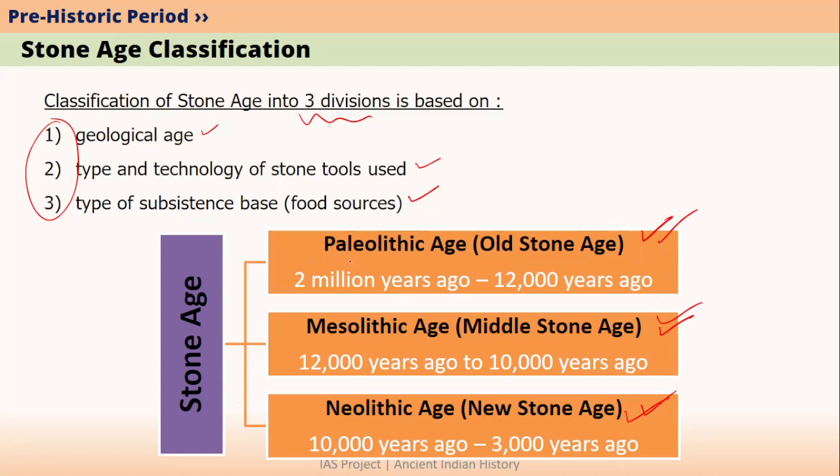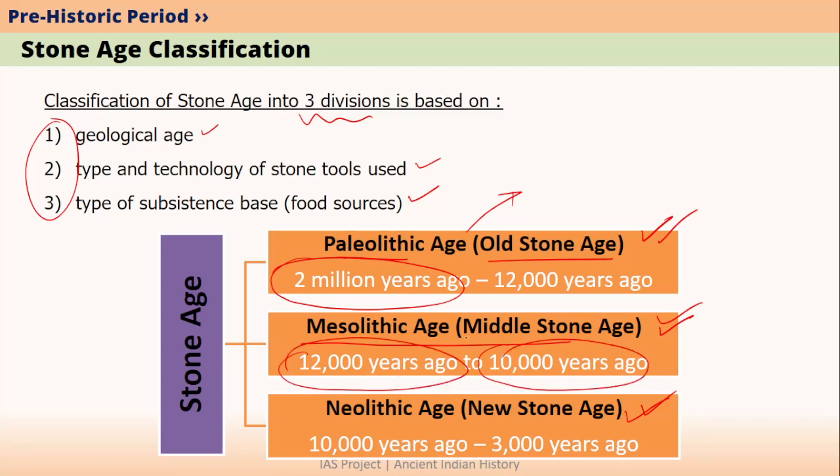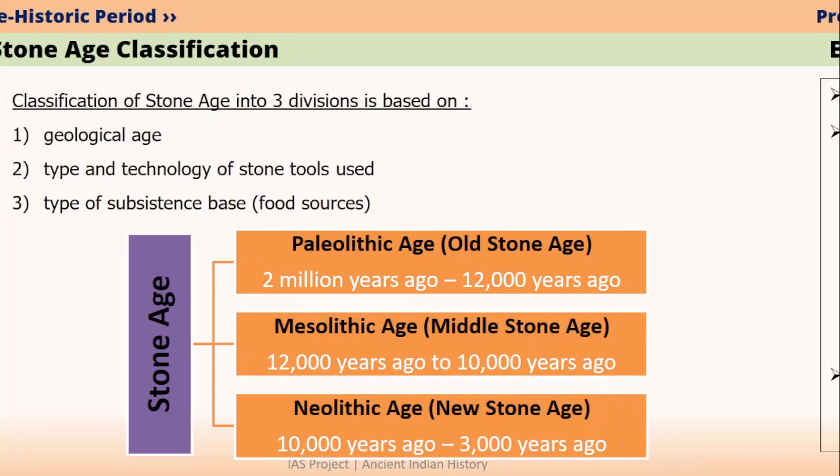Paleolithic Age was also called as Old Stone Age, basically which started around 2 million years ago. Therefore, we call Paleolithic Age as the oldest part of Stone Age. The second part is Mesolithic Age, and Mesolithic Age started around 12,000 years ago and it ended around 10,000 years ago. We also call Mesolithic Age as Middle Stone Age. The last part of the Stone Age is Neolithic Age.